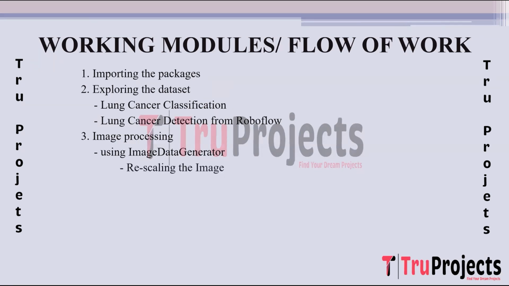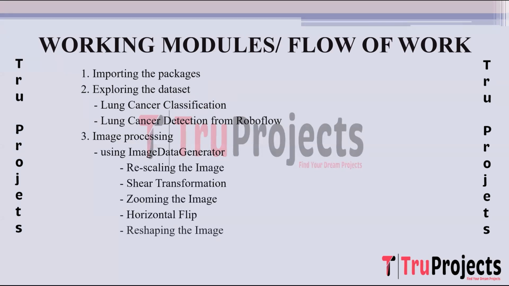Rescaling the image, shear transformation, zooming the image, horizontal flip, reshaping the image. Torch vision based processing for detection. Torch vision, a part of PyTorch, likely contributes to specific image processing tasks tailored for object detection models. This involves transformations, data loaders, or custom processing steps required for the RetinaNet architecture.